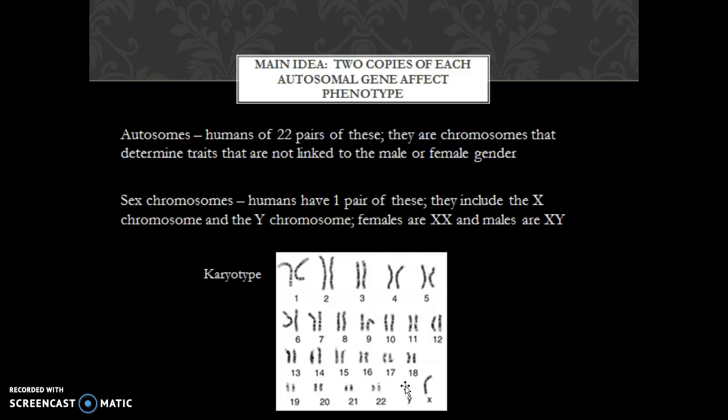So autosomes are pairs 1 through 22. They are chromosomes that determine traits that have nothing to do with whether or not you're male or female. So eye color, for example, hair color, height. That really has nothing to do with your gender. So that's the type of traits that these chromosomes dictate.